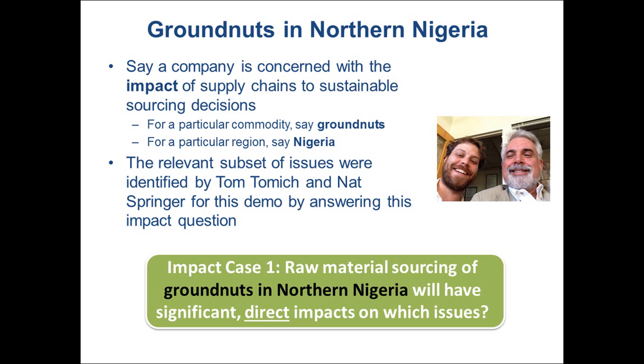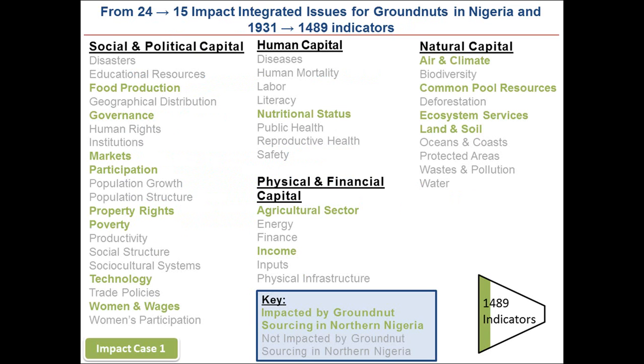And as an exercise to show how this would work, two of our team members, myself and the ASI director, Tom Tomich, considered this specific question for all 24 impact issues along with their various components. Ultimately, this process of identifying a subset of relevant issues for a given commodity and region can be done in collaboration with any number of stakeholders and experts, as mentioned earlier. But for this case, and for the sustainability impacts of groundnut sourcing in northern Nigeria, Tom and I identified 15 of the 24 impact issues as directly and significantly relevant.